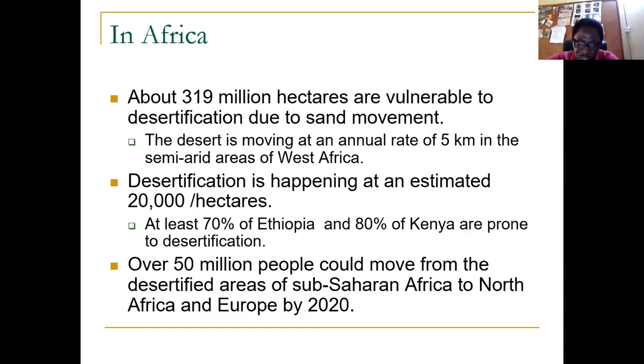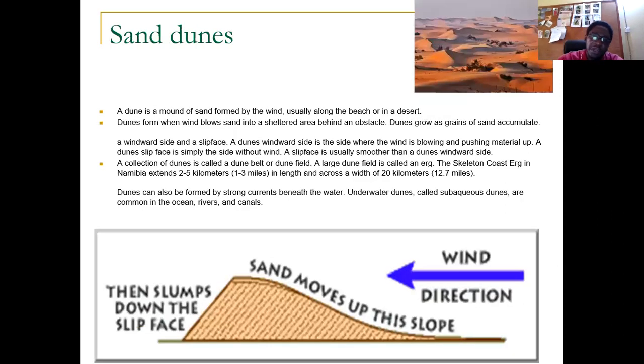In Africa, for example, in Ethiopia, 70%, and in Kenya, 80% of their land is prone to desertification, with many Africans moving to Europe, moving away from North Africa or from Sub-Saharan Africa because of the threat of desertification. It was estimated that by 2020, which was last year, about 50 million people were going to move from areas that have been degraded due to desertification into Europe and North Africa.